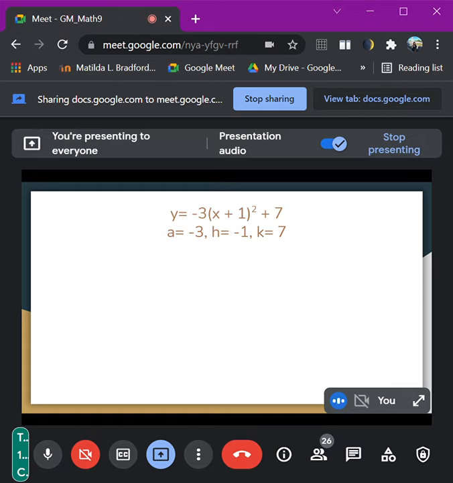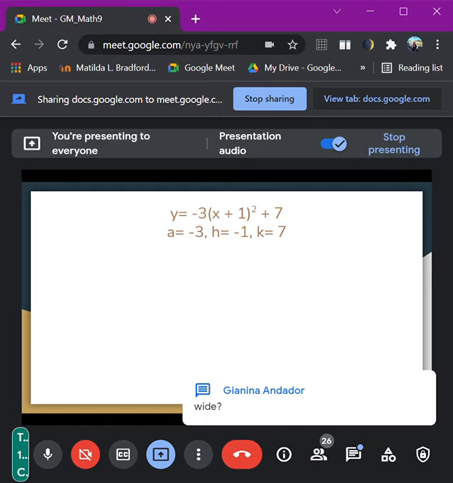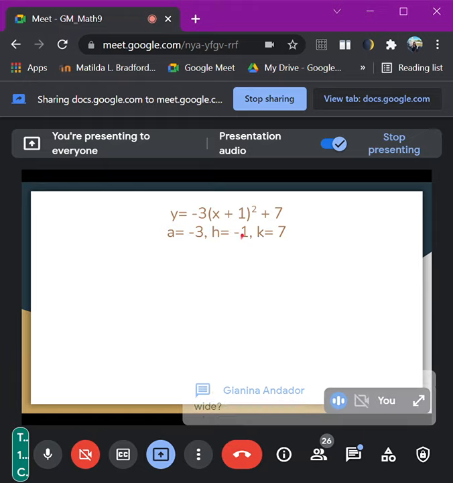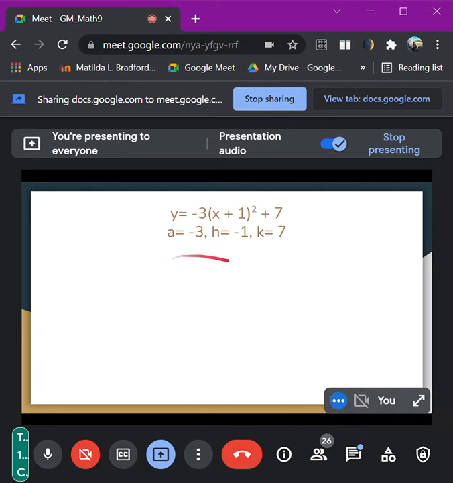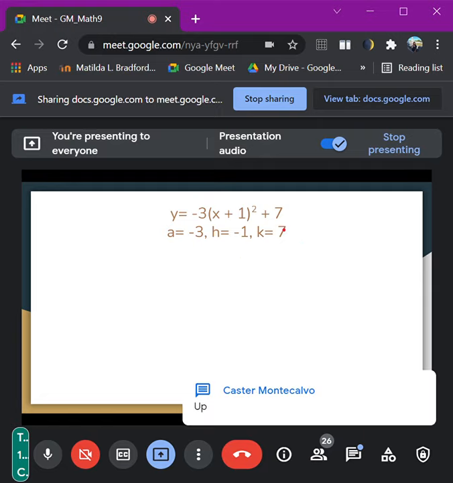For H, you have there negative 1, to the left. Very good, because it is negative. For H, the movement is either to the right or to the left. So if positive, to the right. If negative, to the left. Very good. How about for our K? What is the movement of 7? Upward or downward? Upward. Okay, upward.